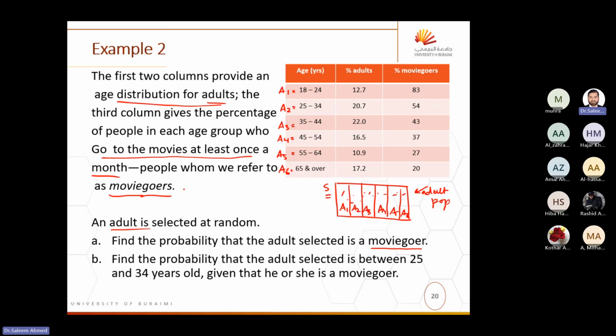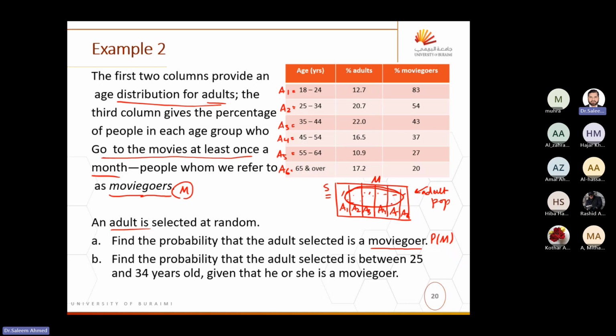Let's say I call M for moviegoers, right? So probability of M. Now any age group person can be a moviegoer. You can be 25 and you can be a moviegoer. You can be 54 and you can be a moviegoer. So it means this moviegoer is defined over all these, right? So this is my M. So moviegoer. So see, I got the same scenario.